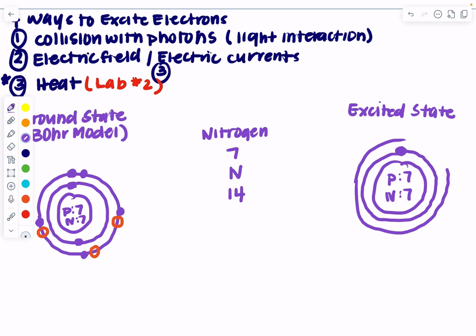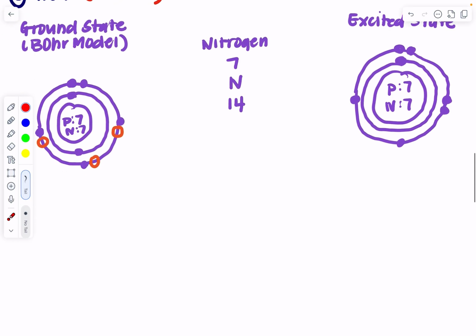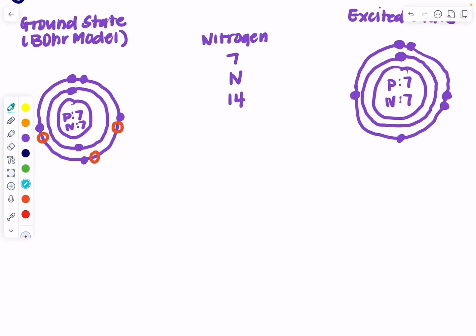And I'm going to pull the one on the bottom. And instead of having 5 on the second energy level, I'm now going to have 6. This is the temporary excited state for nitrogen. And as you can see, I pulled this from the first energy level and moved it to the second energy level.